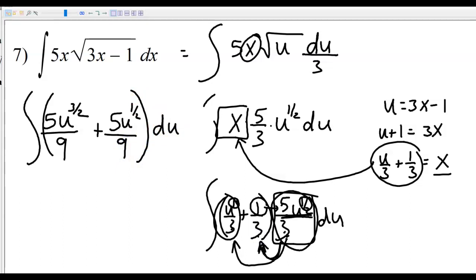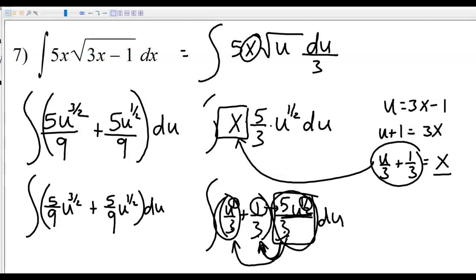And then, of course, you want to rewrite and simplify. So I'm going to rewrite it a little bit like this. I'm going to put 5/9 u to the 3 halves plus 5/9 u to the 1/2 du. And now we can just integrate using the power rule. So that's the idea there.